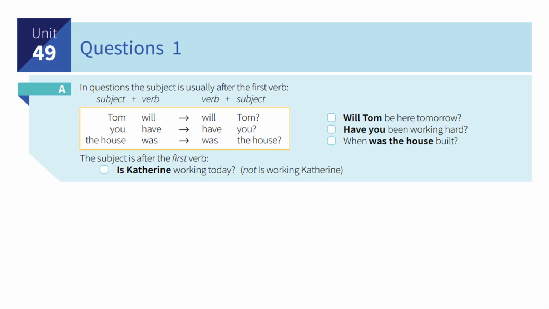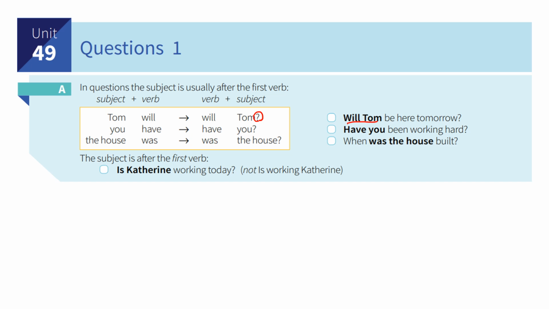In questions, the subject is usually after the first verb. So here, subject and verb, Tom will becomes will Tom. You have becomes have you. The house was becomes was the house. For example, will Tom be here tomorrow? Have you been working hard? When was the house built?